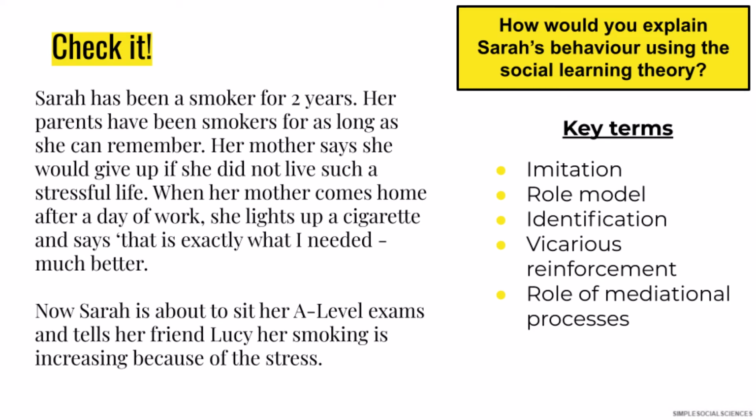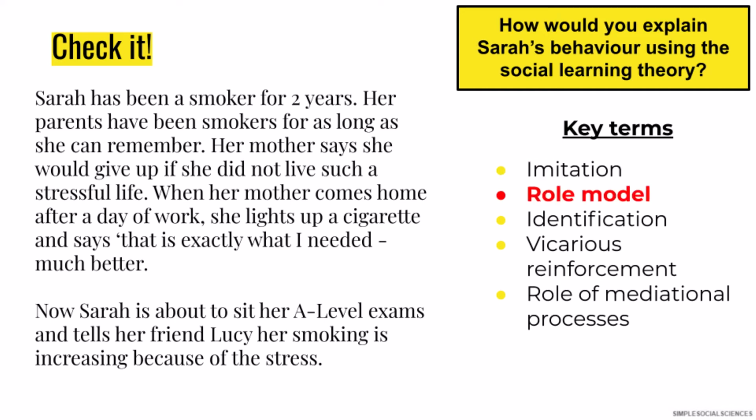Let's start off with imitation. So Sarah could be said to have learnt about smoking by imitating those around her. Children often consider their parents to be role models and they want to imitate behaviours they see them carrying out, which is in this case, smoking.